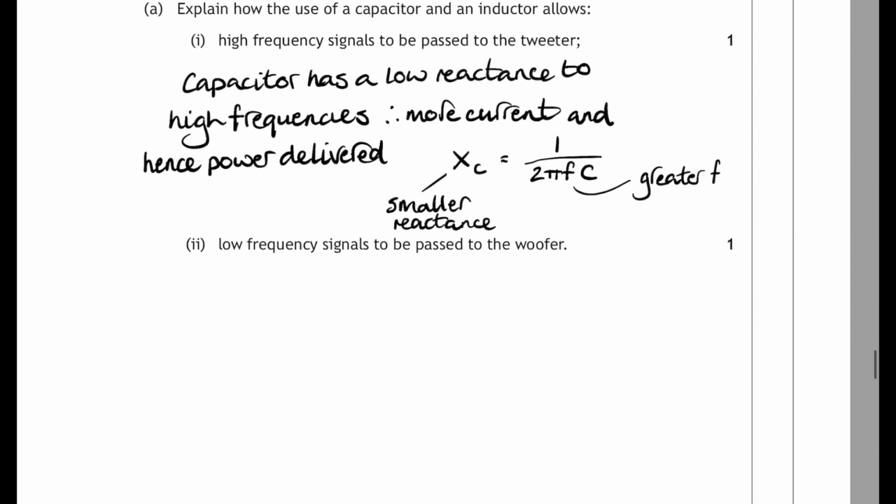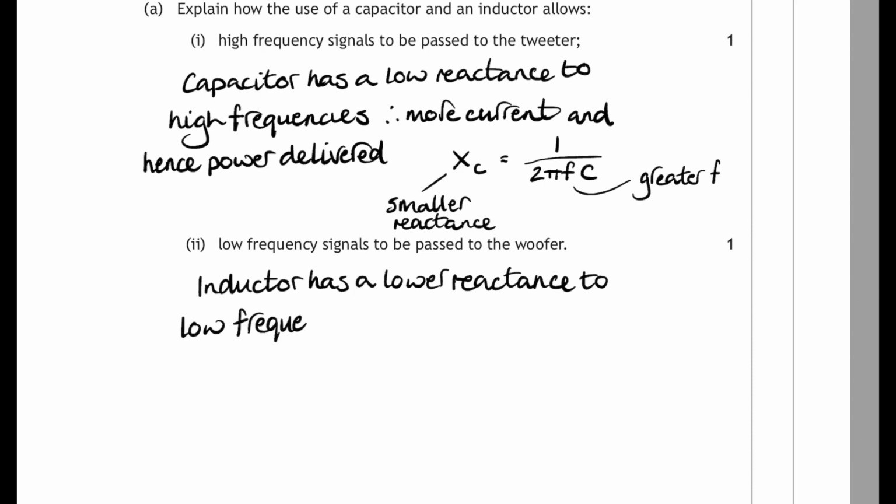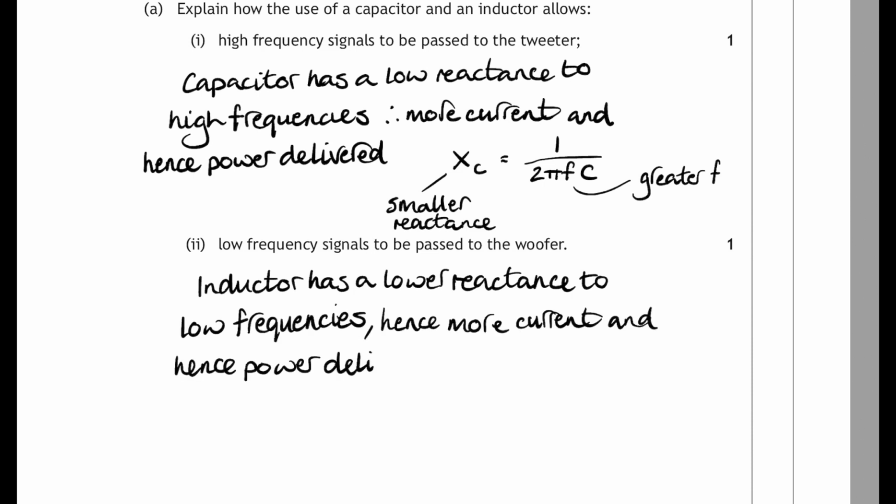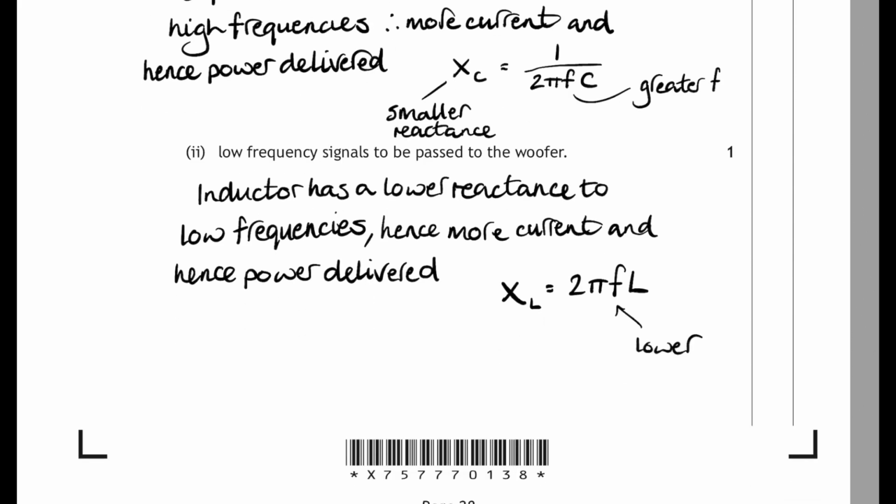In part 2, how does the inductor allow low frequencies to be passed to the woofer? Well, the inductor has a low reactance to low frequencies, hence more current and more power will be delivered at low frequencies. And again, you can see that from the relationship for inductive reactance, XL equals 2 pi fL. So when the frequency is lower, the reactance will be lower. Only one mark for that though.